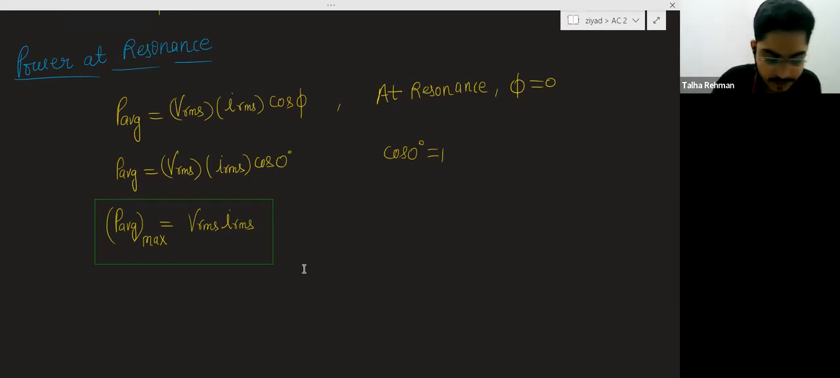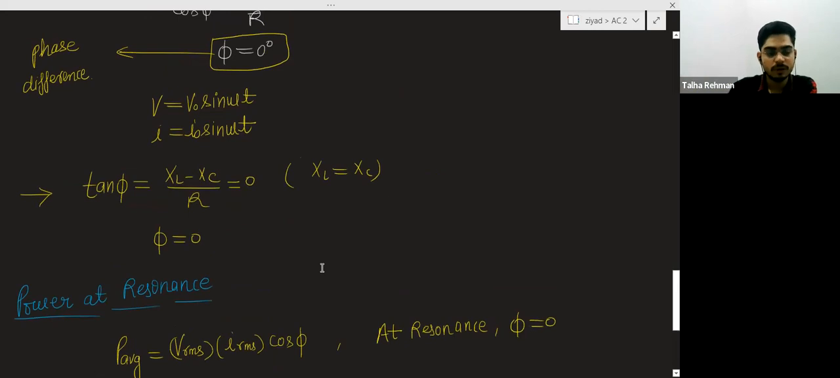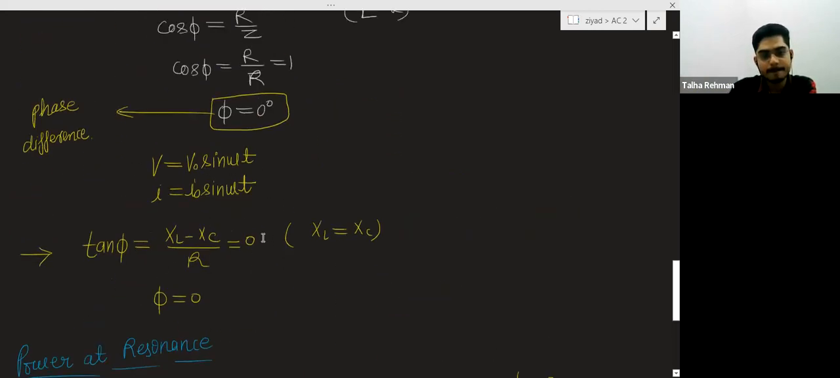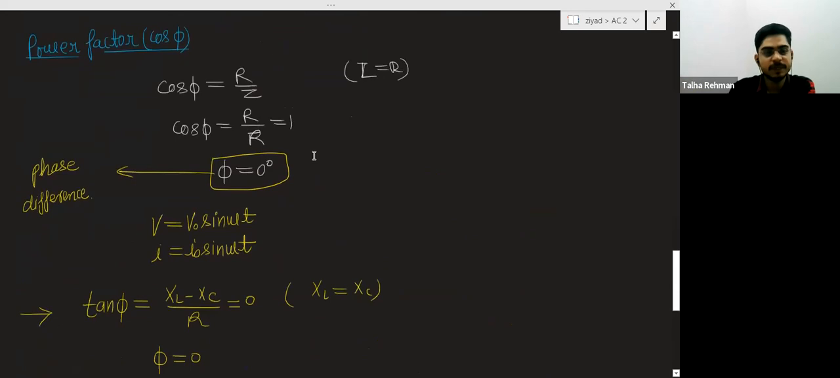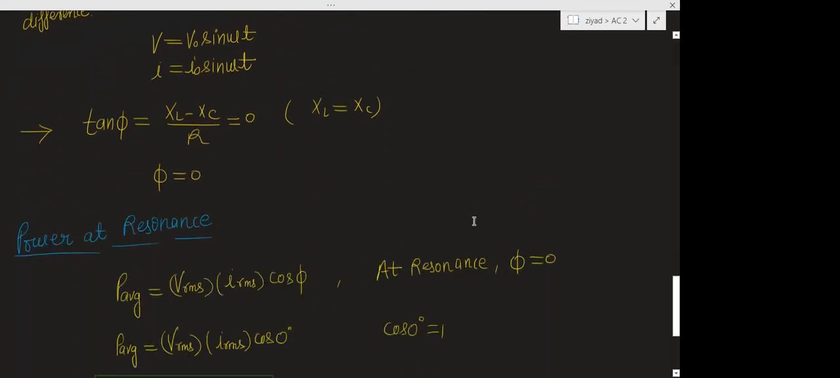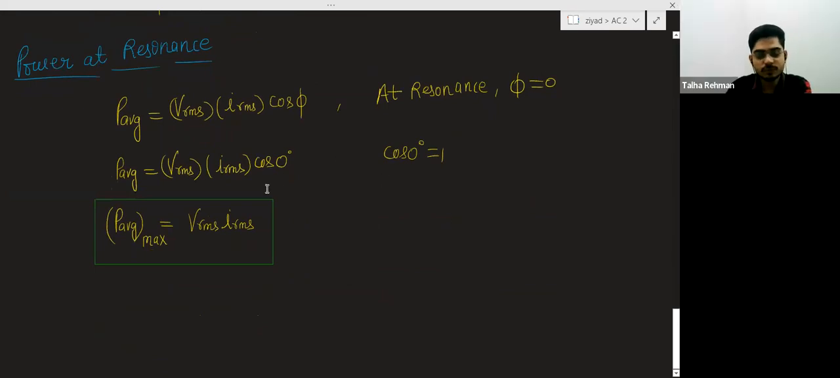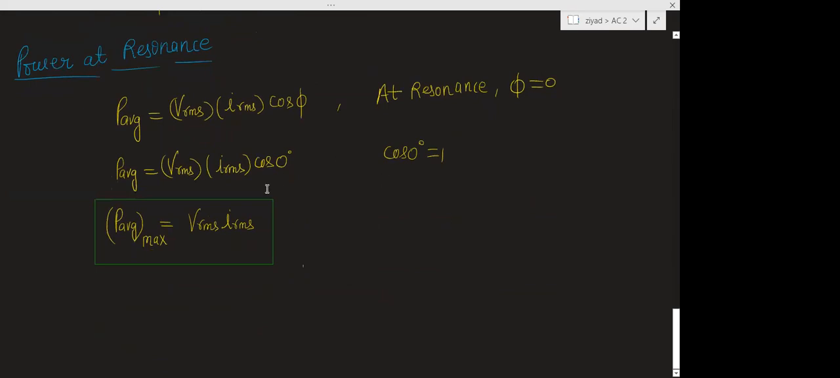Now there are some graphs that we will discuss here. Have you completed this part? I think completed, na? Okay, so take the screenshot of this also, then we will discuss the graphs. Done, sir.